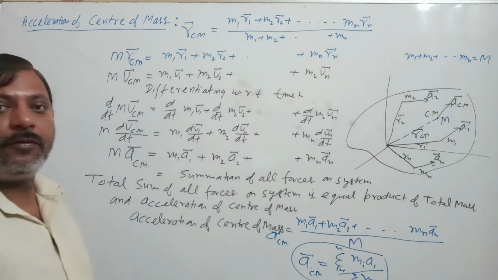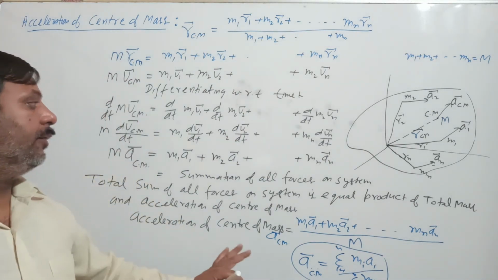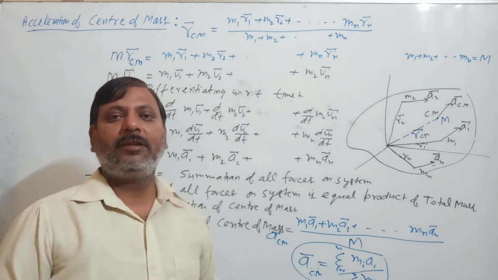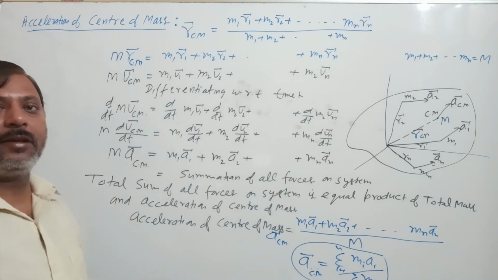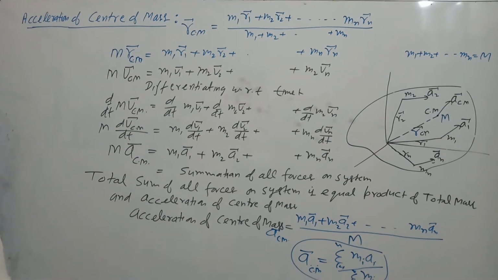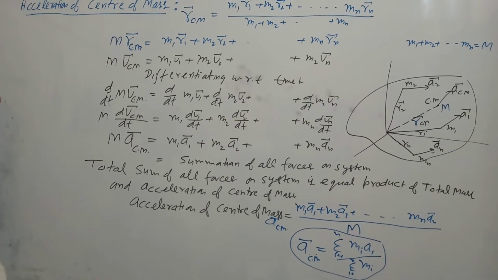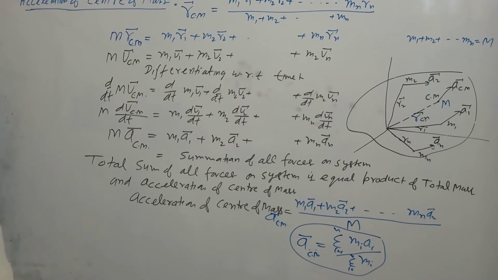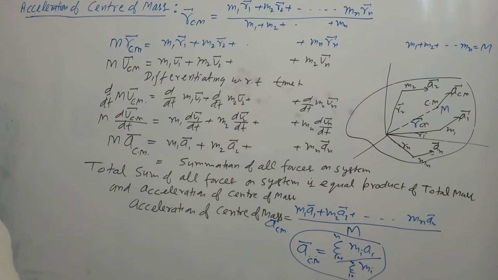This is the formula for acceleration of center of mass. By this method, if you want to find the acceleration of center of mass, we can find it by total m1a1, m2a2, the individual forces, divided by the total mass of the object.